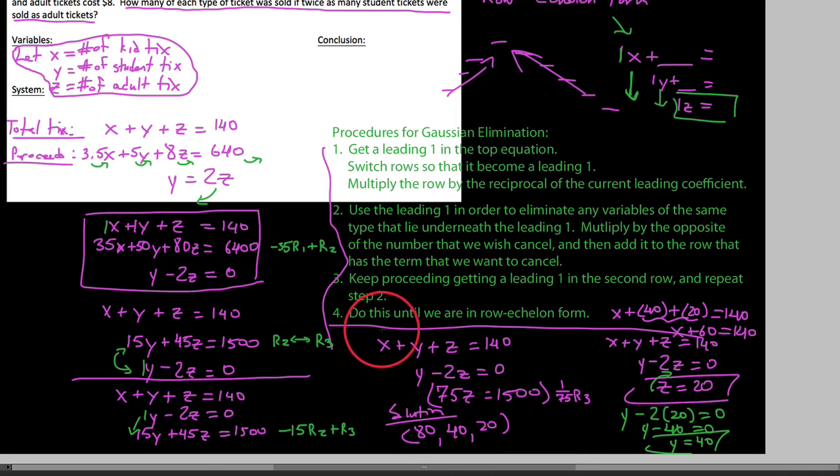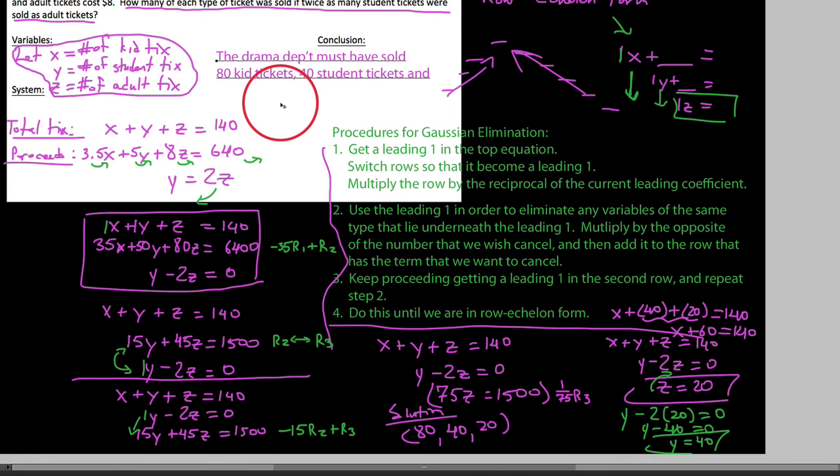So with respect to our solution, we want to make sure that we write a conclusion statement. Okay, and with respect to the problem, we already labeled up over here what these variables represent. So the drama department must have sold, and what we found out was 80 kid tickets, 40 student tickets, and 20 adult tickets.